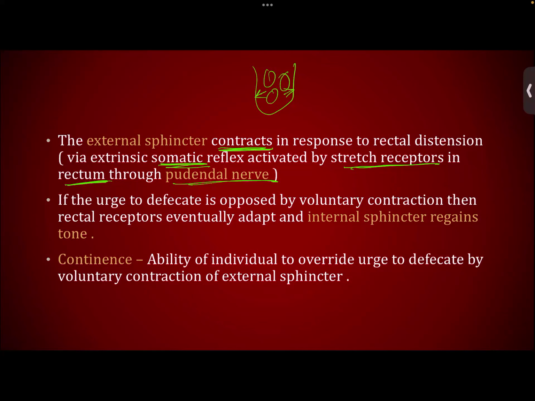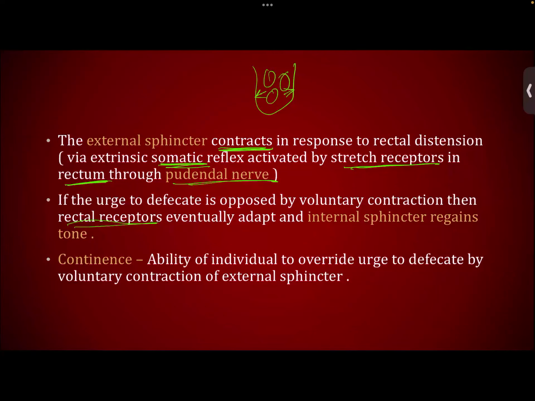And eventually, if it's closed for long enough and the feces cannot pass out, then the rectal receptors, which are within the rectum, are going to adapt. They're going to understand that we cannot currently defecate. So it tells the internal sphincter to regain its tone. Remember how both the sphincters have tonic contraction? It's going to tell the internal sphincter to regain its tone because you can't defecate right now.